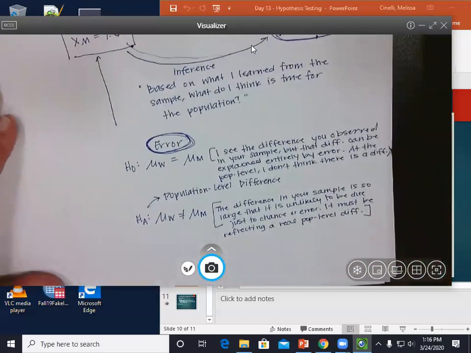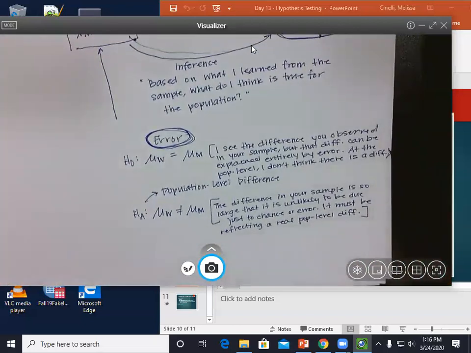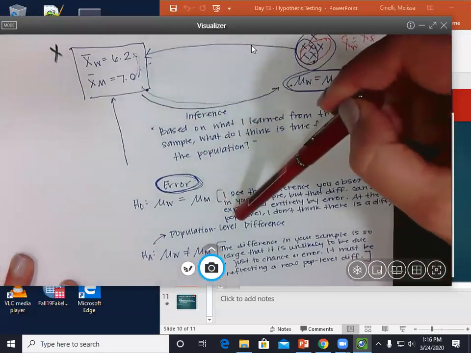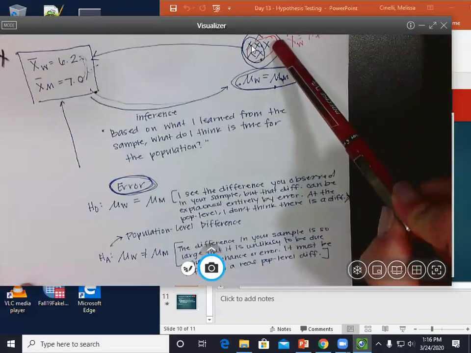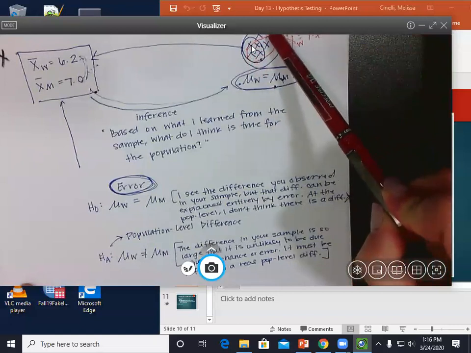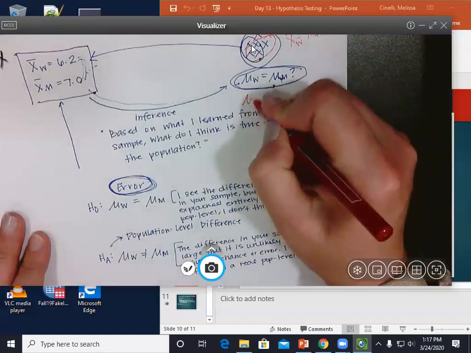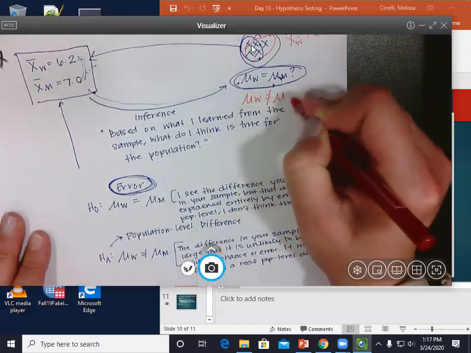All right, so the alternative hypothesis sees the same pattern, and if the result comes back and says this difference is so large that it's unlikely to be due just to chance and error, then we conclude that we're seeing this difference in the sample because there really is a difference in the population. And if we had drawn a different sample of people, or if we had conducted a census, we would expect to see a difference between the men and the women.